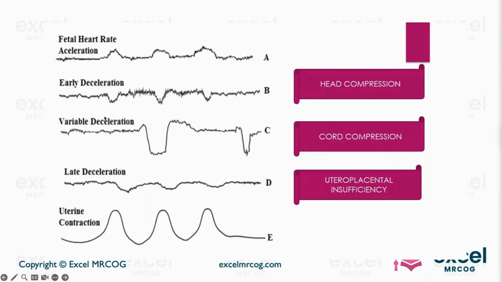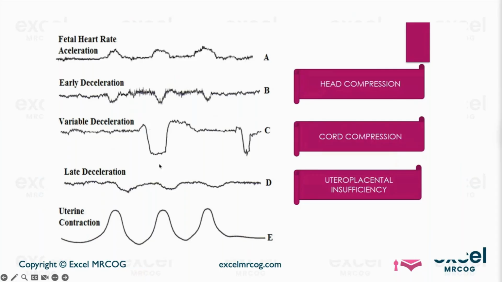What is the cause of this? Head compression. And then late deceleration was because of uteroplacental insufficiency, so we are kind of worried about that. Variable decelerations usually come because of cord compression.